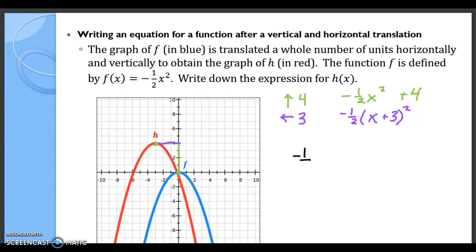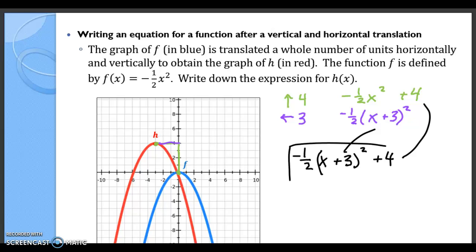I'm going to have for h of x negative 1/2 x squared. Nope. Negative 1/2 times x plus 3 squared plus 4. So you see how I combined this piece and this piece here? And that's going to be h of x. Okay, that's my new function. So that is writing an equation for a function after a vertical and horizontal translation.